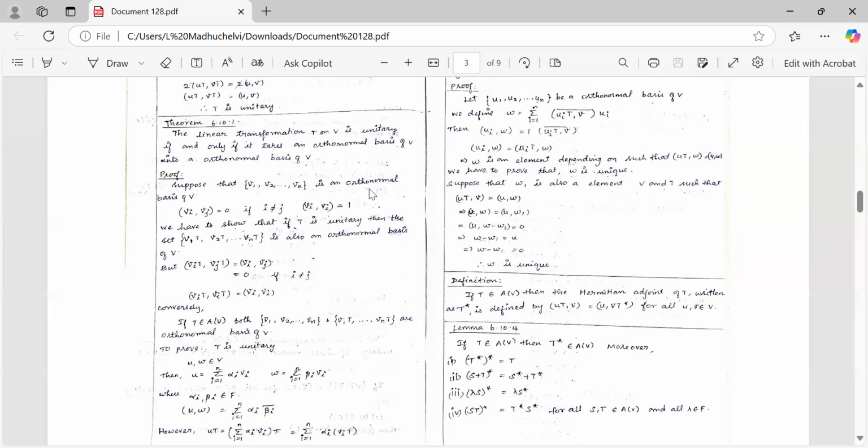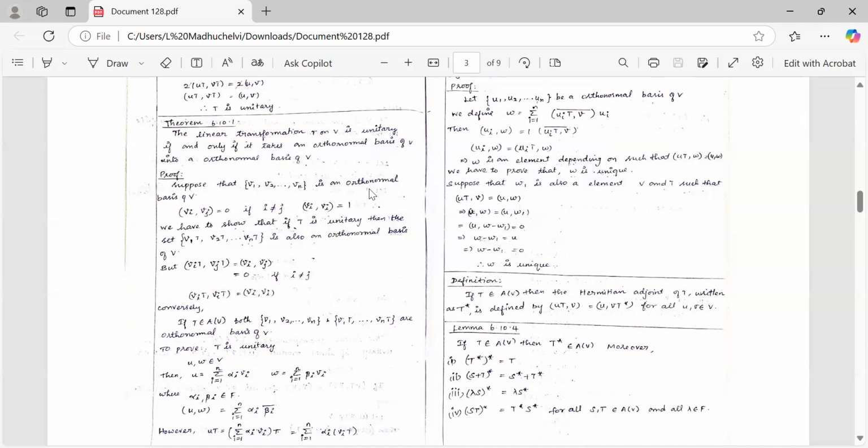So we have to show that if T is unitary, then the set V1T, V2T, etc., VnT is also an orthonormal basis of V. But the inner product (ViT, VjT), by the definition, equals the inner product (Vi, Vj). But what about the inner product (Vi, Vj)? Because Vi, Vj are elements of an orthonormal basis, it is equal to 0 if i is not equal to j. So (ViT, ViT) equals (Vi, Vi).